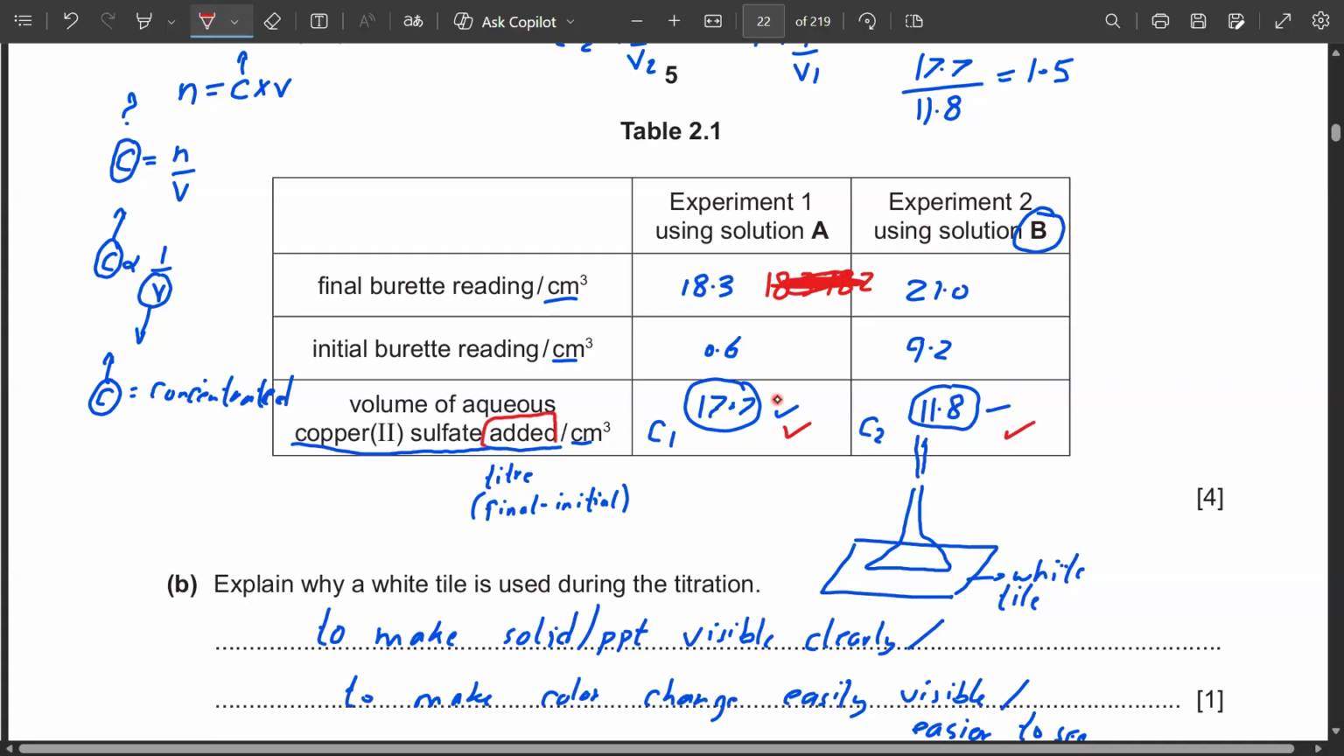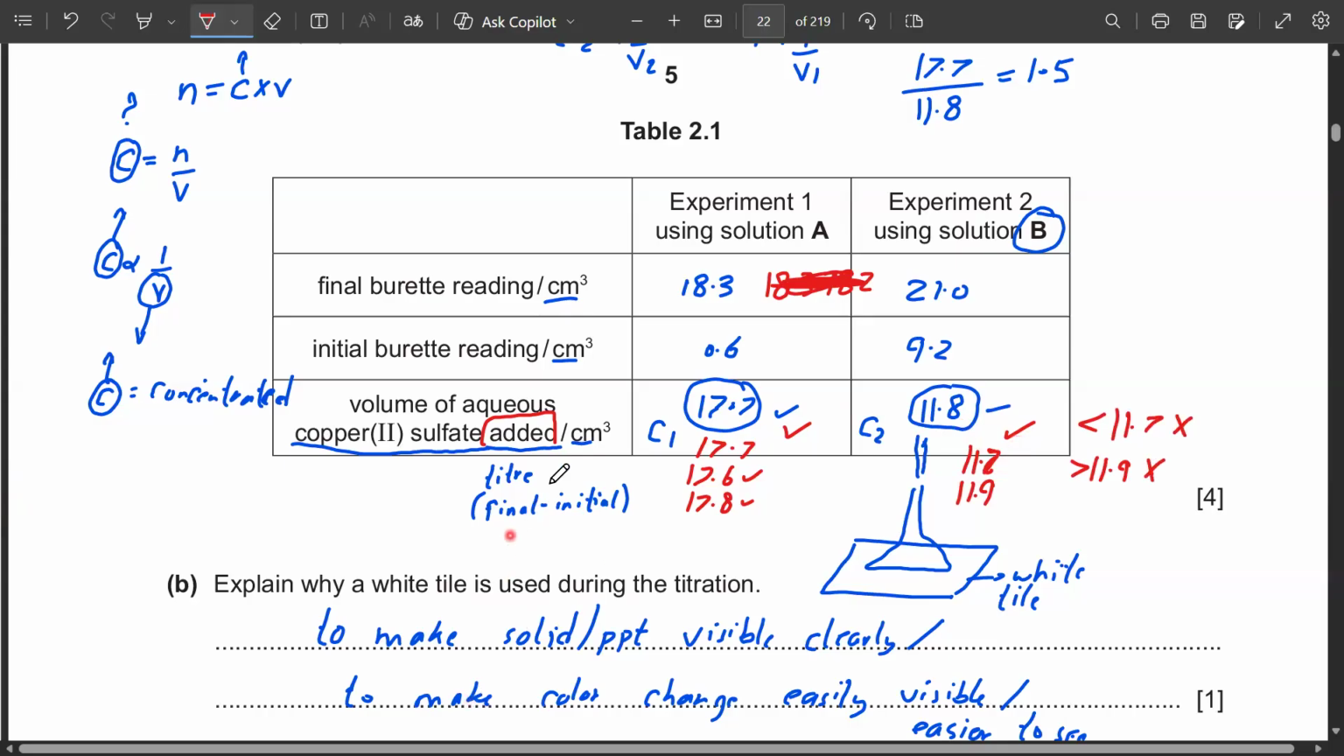Actually, it is checked over here. The volume added matters more, because the initial and final readings can vary in the second experiment, but the value you get for the added volume, or you could say the titre value, should not vary. You should get exactly the same values, or maybe a difference of 0.1 cm cube, that is 17.6 or 17.8. That could be acceptable, but not more than this. Similarly, the values in experiment 2 should not vary by more than 0.1. You can get 11.7 or 11.9, but not more than 11.9 and not less than 11.7. Less than 11.7 and greater than 11.9 will not be acceptable.